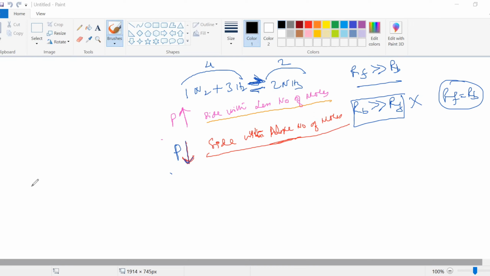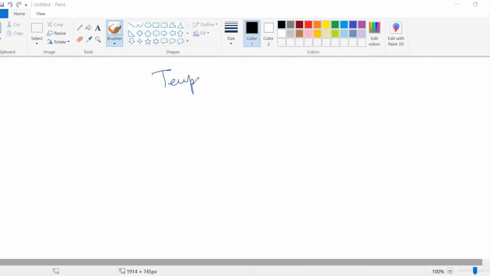Easy, right? Now we are taking temperature. When we say temperature, how do we understand that the temperature changes? We'll be doing what? Now write down.